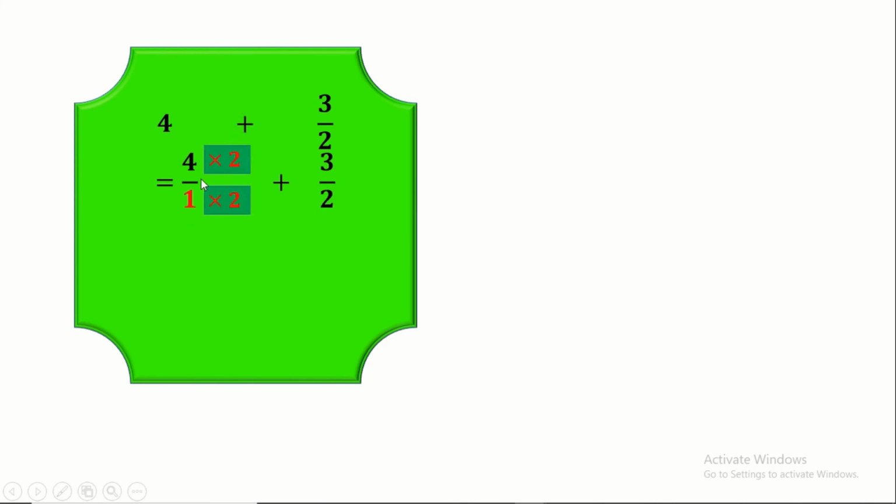And sure, we multiply the numerator same as the denominator. Now we can solve that. 4 times 2, 8 over 1 times 2, 2. Plus 3 over 2, we copy it the same. Now we have the same denominator, which is 2. We can just add the numerators. 8 plus 3, 11 over 2. Sure, the denominator 2, we copy it the same.